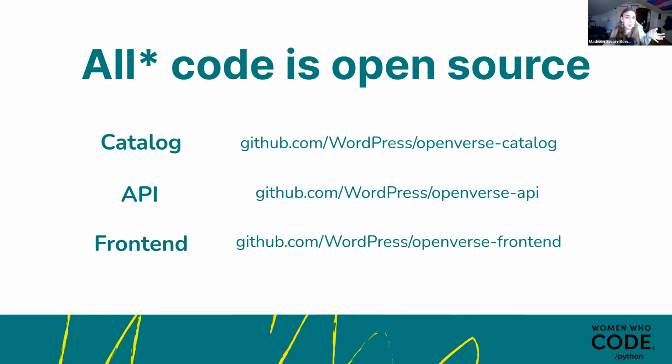All of the code for Openverse is open source. So I touched on the catalog and the API. Both of those are at the URLs on the screen. And then we also have our front-end repo. That one's not in Python, that one's in JavaScript, but it's also open for contributions and open source as well. And I say all with an asterisk because the infrastructure definitions that we have are not open source, but you can still run all of the different pieces locally on your machine.